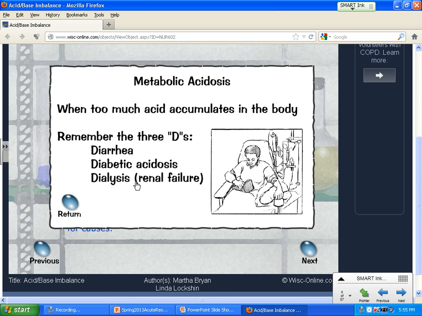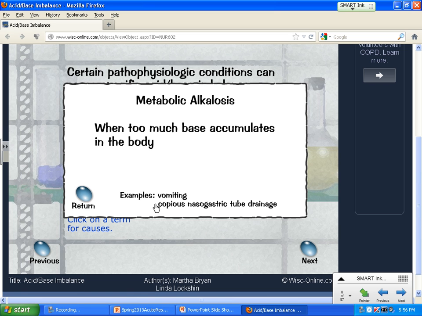Metabolic acidosis, remember the 3 Ds. The 3 conditions that most commonly cause a patient to become acidotic metabolically are diarrhea, diabetic ketoacidosis, and dialysis or renal failure. So if you remember those 3 Ds, and that's in the scenario on that NCLEX question, that can help you determine, okay, I've got metabolic acidosis, and I'm expecting that pH to be low. And then metabolic alkalosis is when too much base accumulates. Usually that's when the patient has a lot of vomiting, losing acid out of the stomach, or copious NG tube drainage, losing a lot of stomach products and acid, and they become alkalotic.